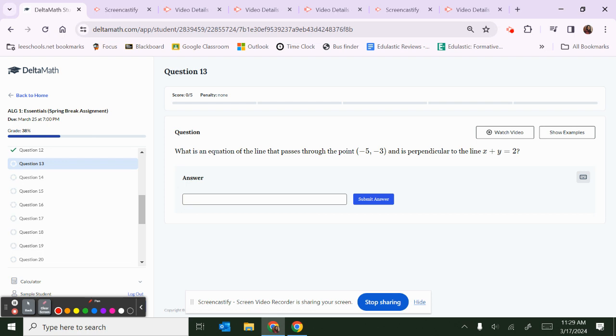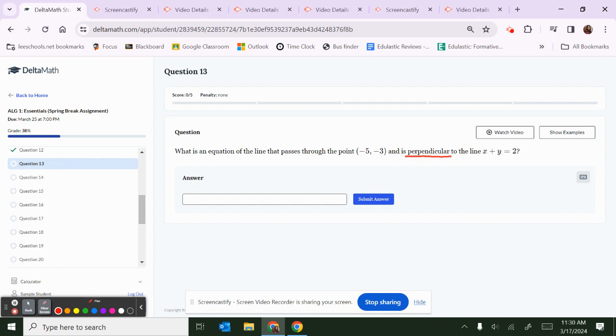All right, guys, here's some support on question number 13 on that spring break activity. It says, what is an equation of the line that passes through the point -5, -3 and is perpendicular to the line x plus y equals 2?